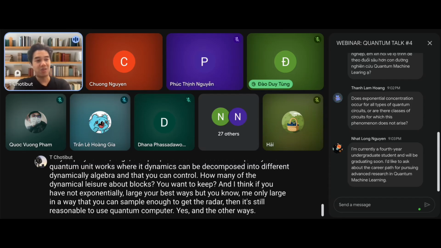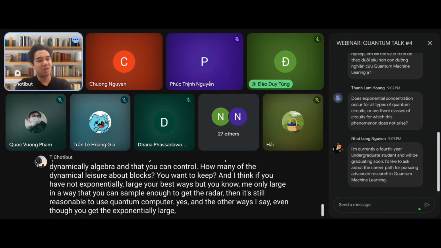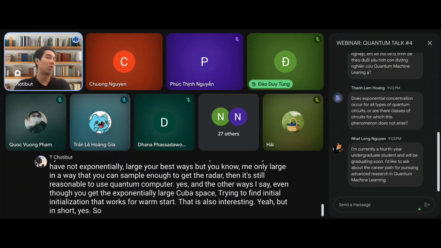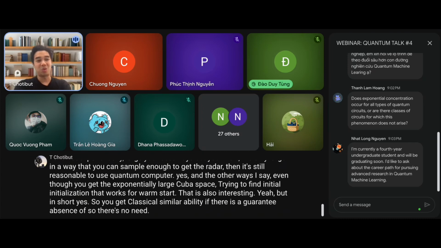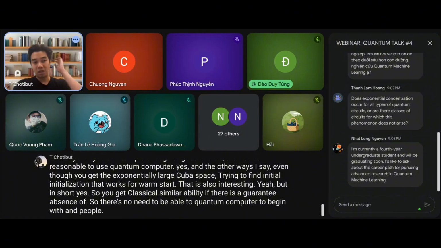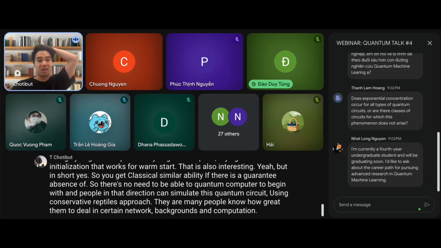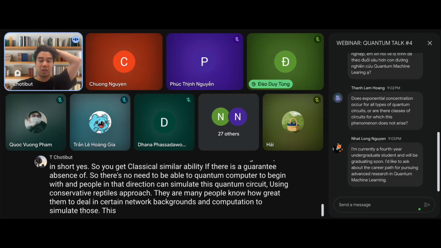And the other way is, as I say, even though you get an exponentially large Hilbert space, trying to find an initialization that works for a warm start. That is also interesting. But in short, yes. So you get classical simulability if there is a guaranteed absence of barren plateaus. So there's no need to build a quantum computer to begin with. And people in that direction can simulate this quantum circuit using tensor network approaches. There are many well-known algorithms to build tensor network diagrams and computations to simulate those quantum states.